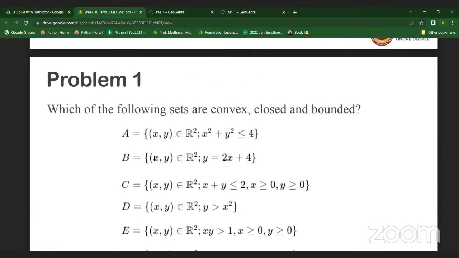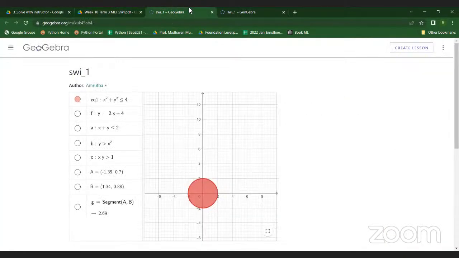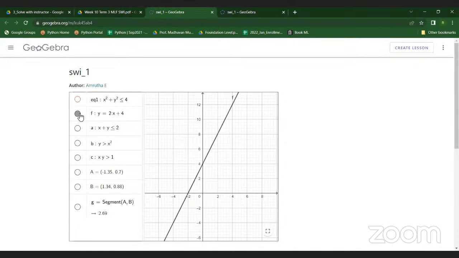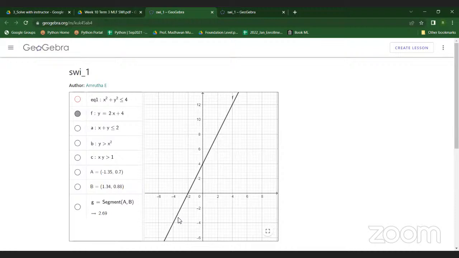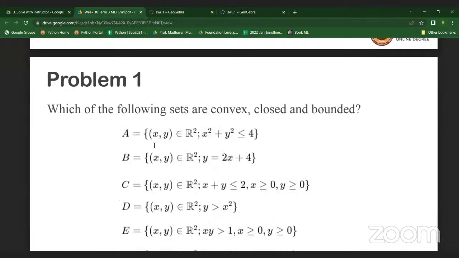And the second one is y equals 2x plus 4. Look at the points which we had. It's not closed, and moreover it's not bounded. The values it could take are infinite. x could go to infinity and y could go to infinity. So it's not bounded. So option B is wrong.